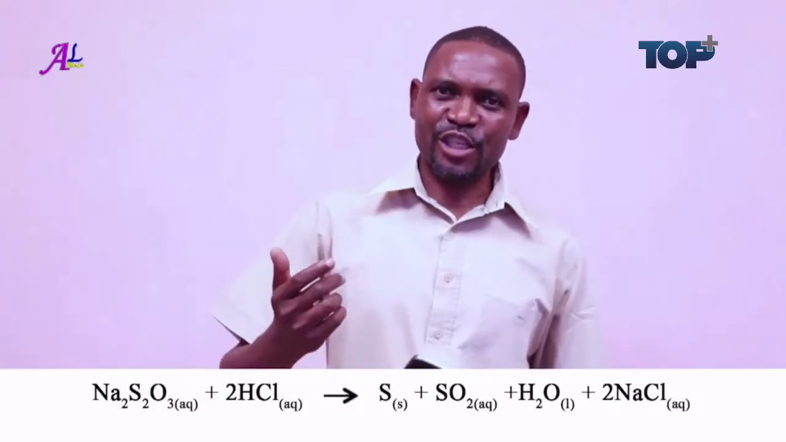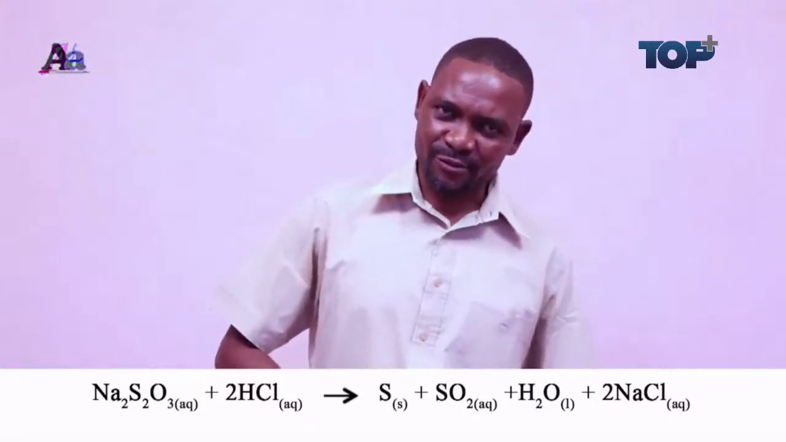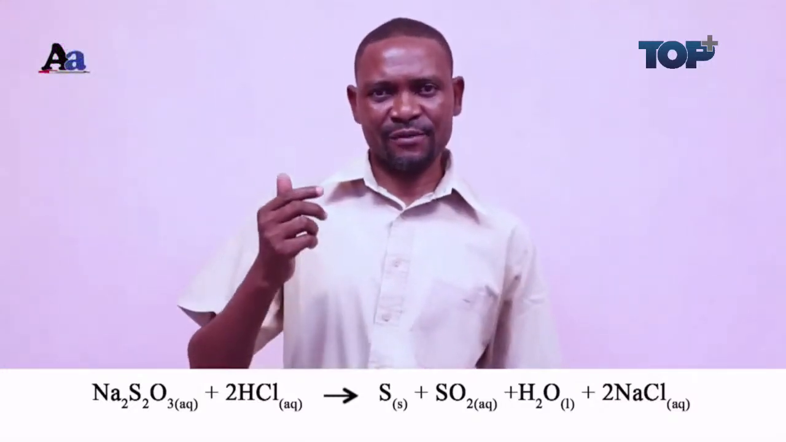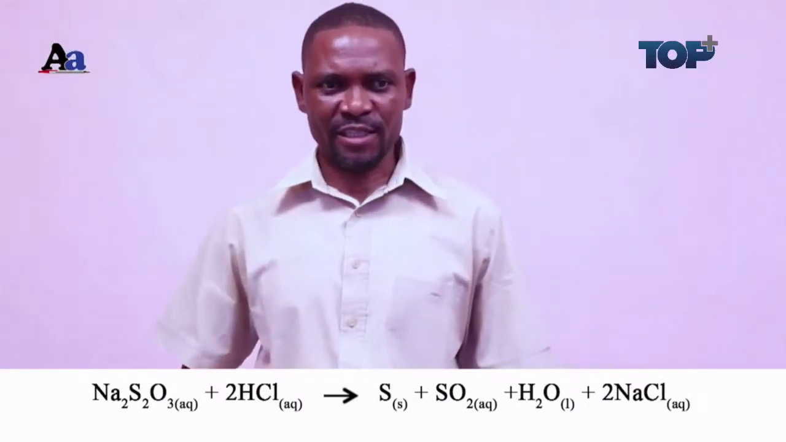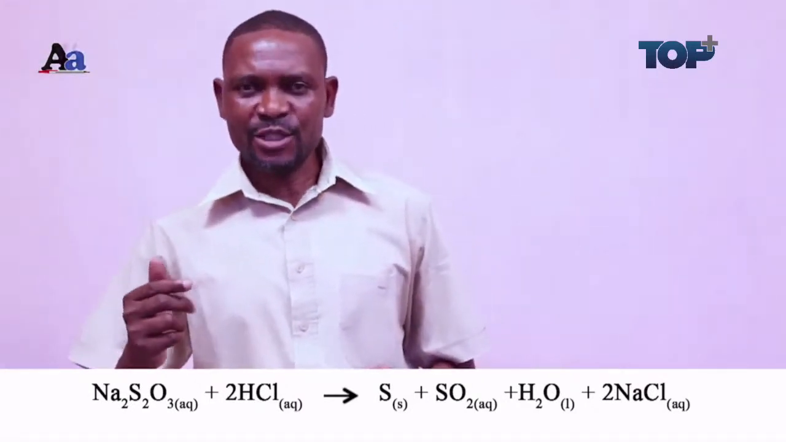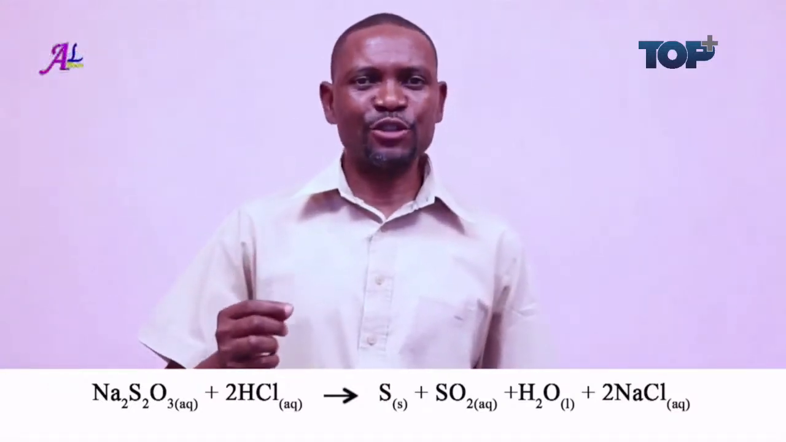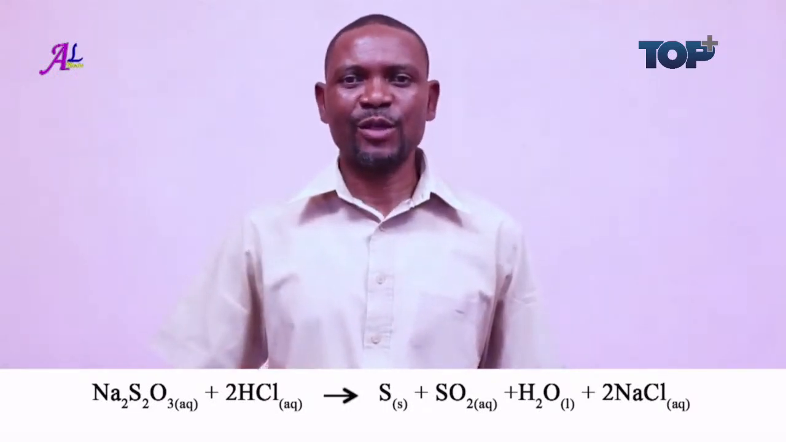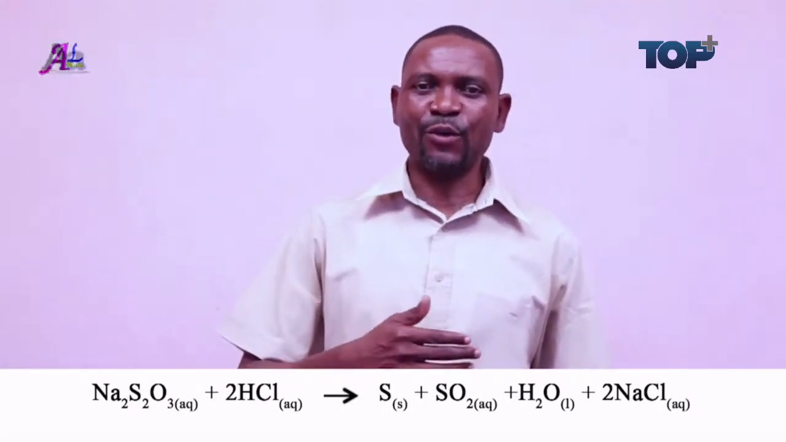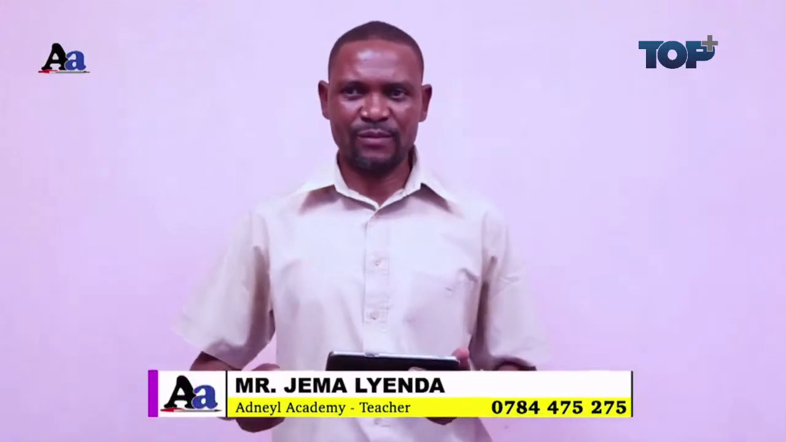From the equation, sodium thiosulfate and hydrochloric acid react to produce sulfur as deposits. We also have sulfur dioxide, water, and sodium chloride. As we shall see in the experiment, the sulfur deposits that are produced during the reaction will form a cloudy material that will diminish or make the cross perish. As the reaction proceeds, we shall record the time.